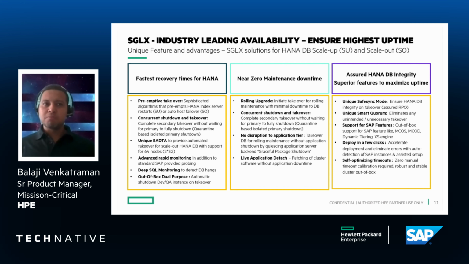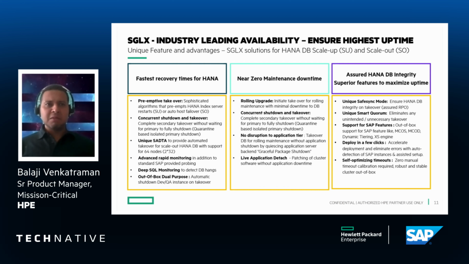You also have a unique smart quorum. For example, you're in a DR scenario and you have a network loss between your primary and secondary. It's a very common thing. And if that happens, smart quorum will ensure that your primary always survives, and it's continuing to serve rather than doing a false failover. So it's a unique patented technology, smart quorum. We support all SAP features out of the box, like multi-tenant databases, MCOS, MCOD, dynamic tiering, HANA Access Engine, and so on.